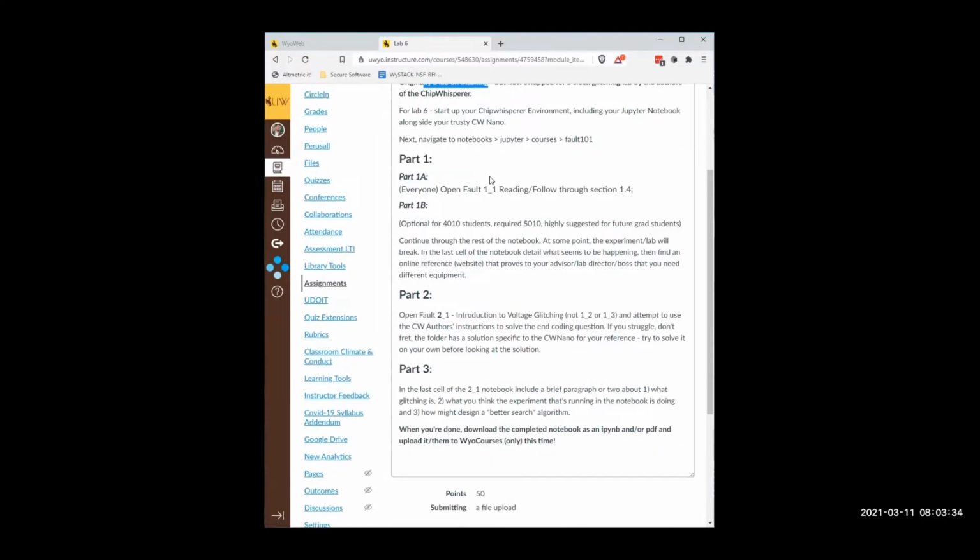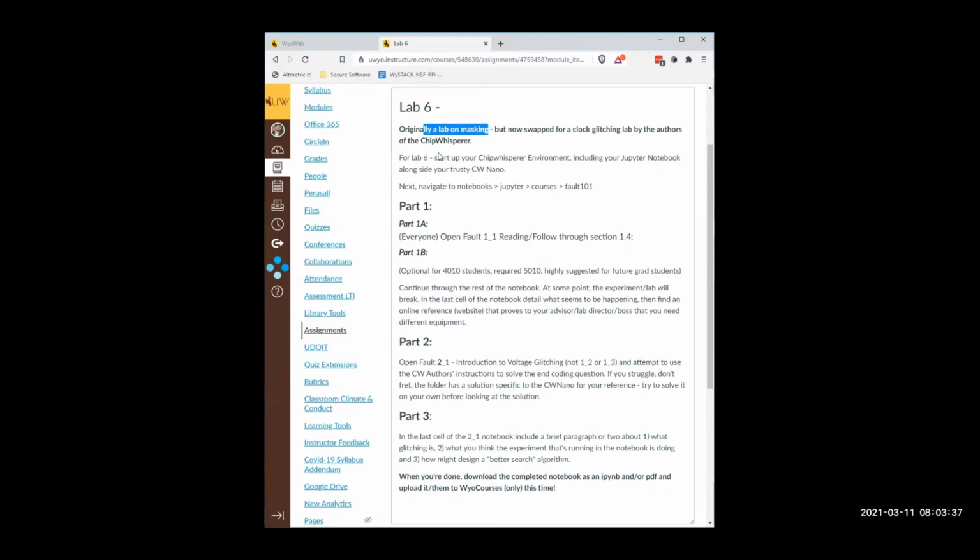So the way you're going to do this is you're going to start up your Chip Whisperer environment just like you would normally. So the only difference from what we normally would do is you're not downloading anything from me at this point. You're going to start up your Chip Whisperer environment. And that basically includes your notebook and hopefully your trusty Chip Whisperer Nano. Hopefully you still have that somewhere nearby. And you're going to navigate to Notebooks, Jupyter, Courses, Fault 101. So there's a fault directory hopefully in there. So let me make sure to do that.